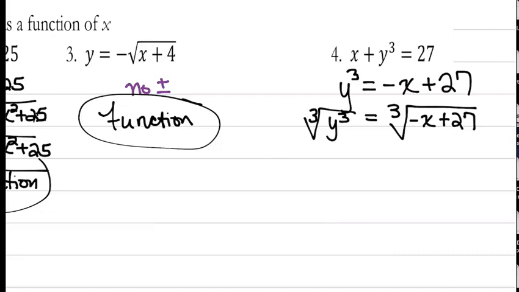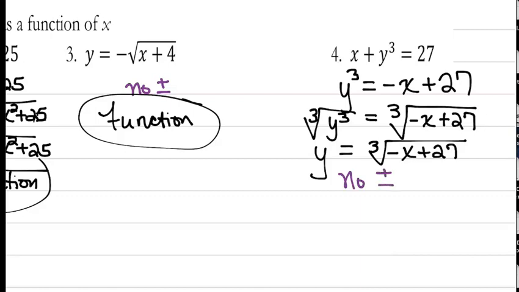So let's finish our problem. On this left side, I'm left with y. On the other side, I have the cube root of negative x plus 27. I do not see that plus or minus. So I have a function.